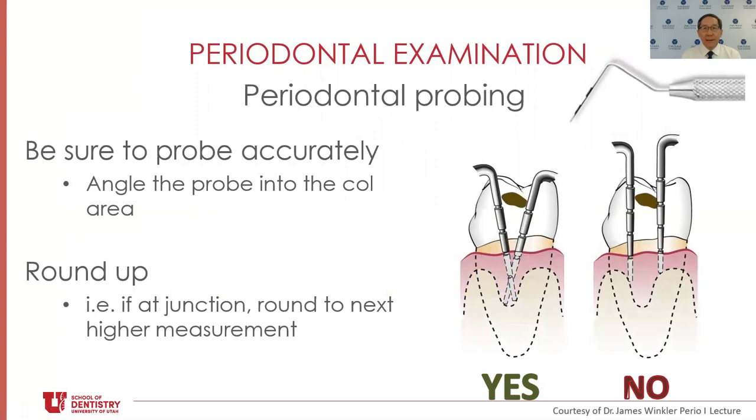Just a real quick comment about the probing. As you probe, be sure interproximally to angle the probe into the col area. If you don't angle it interproximally sufficiently, you may have, say, a 3 millimeter probing depth, when in reality it's closer to a 6 or 7 millimeter probing depth. So it's important to probe properly. And if you're at the junction, you always want to round up. So here, for example, you would round up. This definitely would be a 7. In this situation, I would even call it a 7.